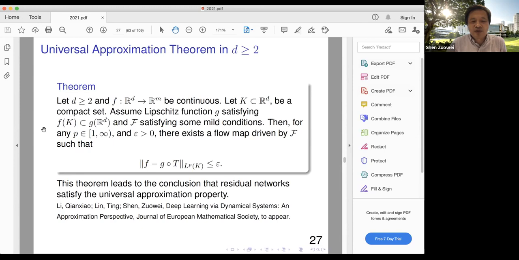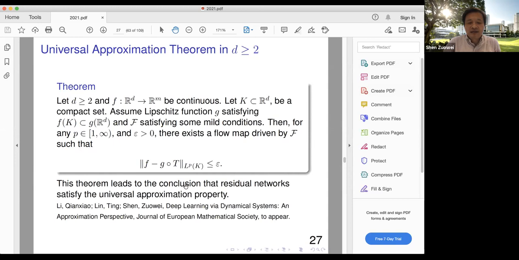For f, I don't want to bother you with technical terminology. I tell you that f needs to satisfy some condition, of course, but the condition is mild. I will tell you why it's mild, instead of telling you what the condition is. Then for arbitrary epsilon, you can have this approximation. This is important. Your T is from the flow map. Then you can come back from here, with continuous idealization going back to the discrete setting, and you get a universal approximation property for the residual nets.